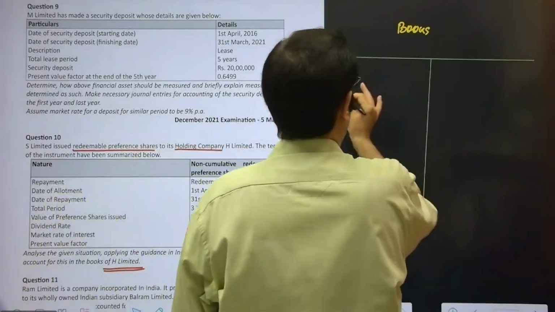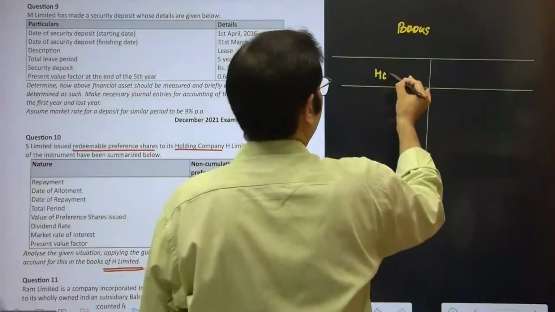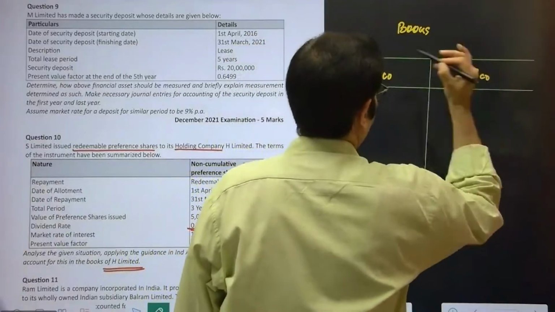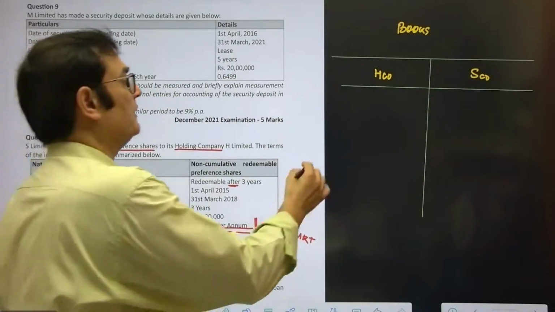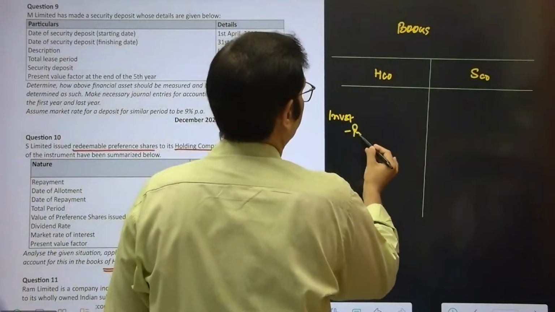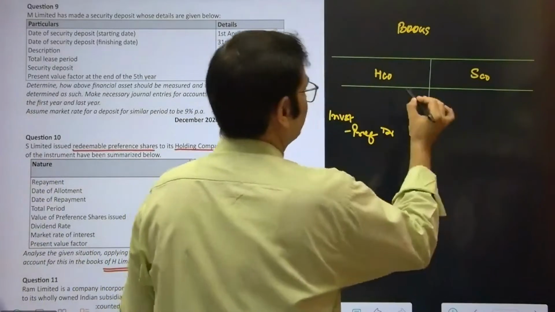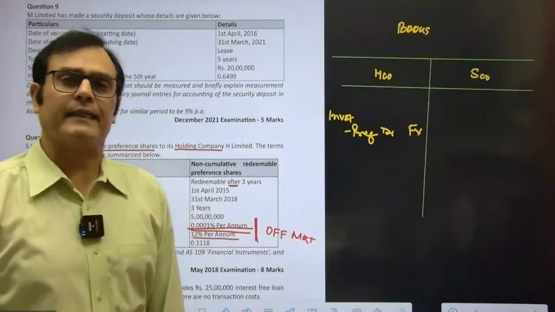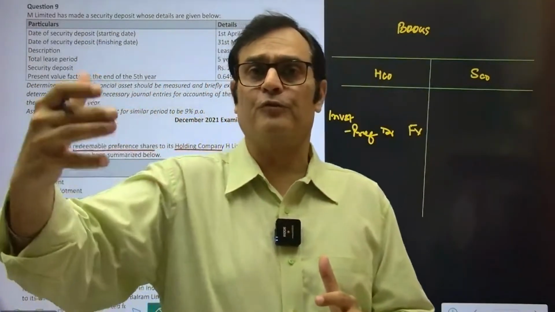So let's see the accounting entries which will apply in the books of the holding company and in the books of the subsidiary company. Now, one thing is very clear: he invested in the preference shares of the subsidiary. So we'll put the entry: investment in the preference shares, debit. And can I say this will be at the fair value? And can I again say that the fair value is what? The present value of all the future inflow.